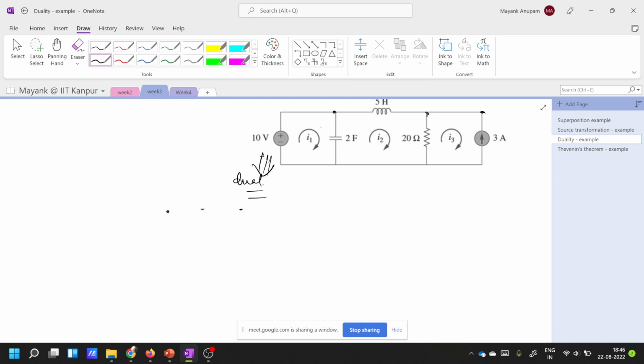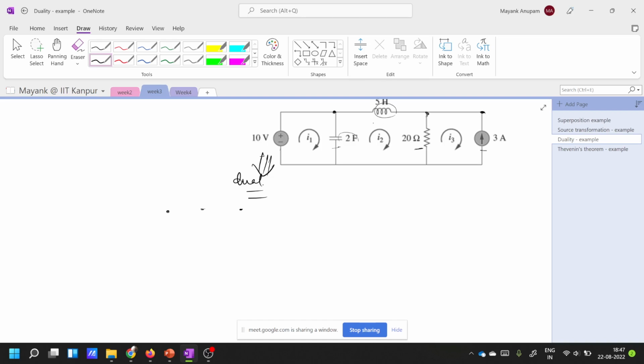So when you find out the dual of a circuit, you make the dual of each and everything. What you said right now was that the dual of a voltage source will be a current source. The dual of this capacitor will be an inductor. An inductor will be replaced by a conductance. This thing will be replaced by a voltage source. This here will be replaced by a capacitor.